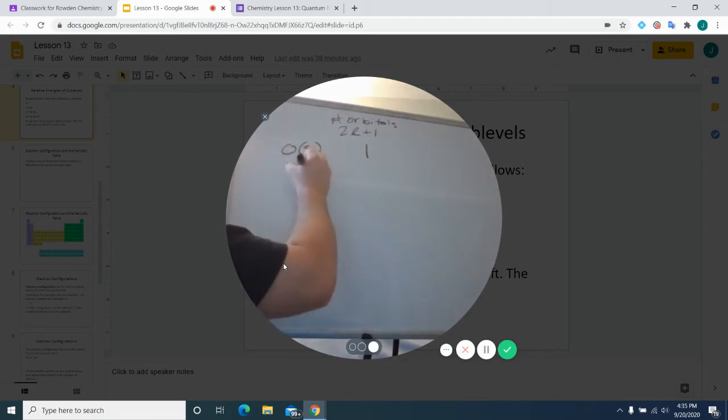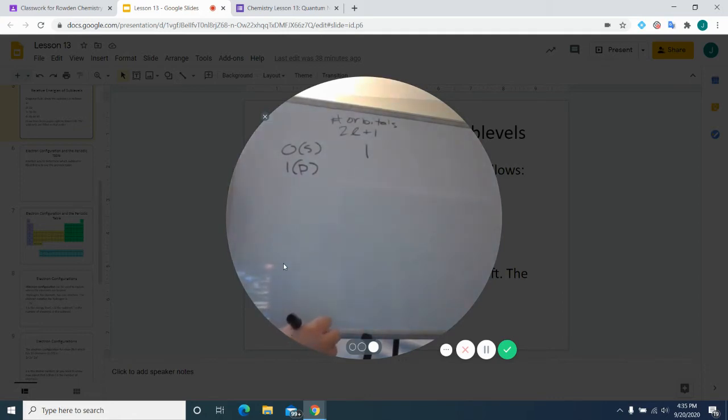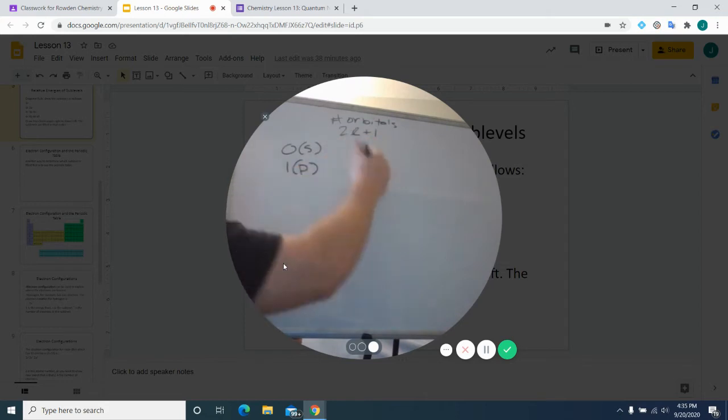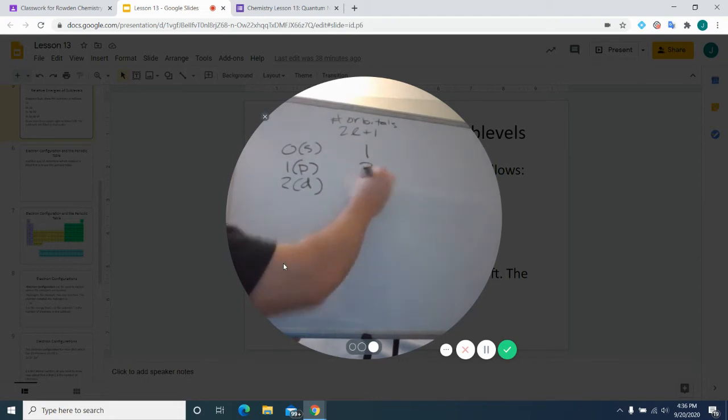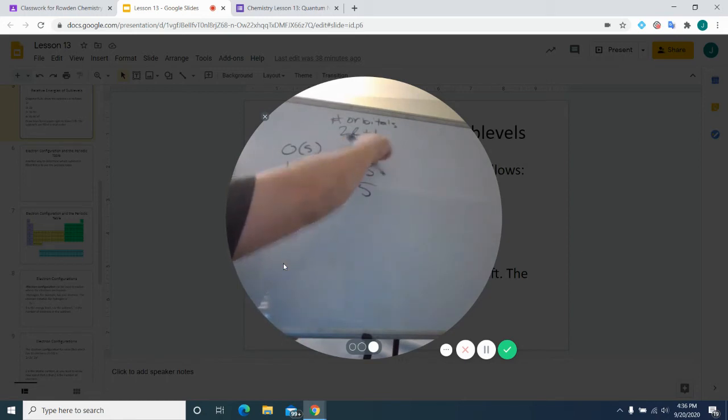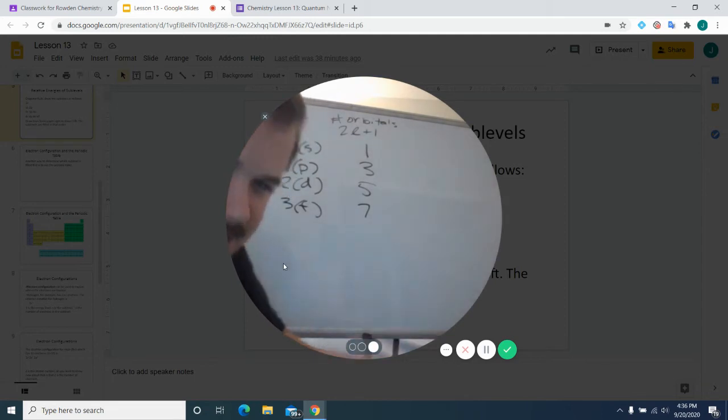When the sublevel is 1, which we call P, 1 times 2 is 2, plus 1, we get 3. So at P, we get to have 3. When the sublevel is 2, which we call D, 2 times 2 is 4, plus 1 is 5. And when the sublevel is 3, which we call F, 3 times 2 is 6, plus 1 is 7. So that's bringing up what we did last lesson.